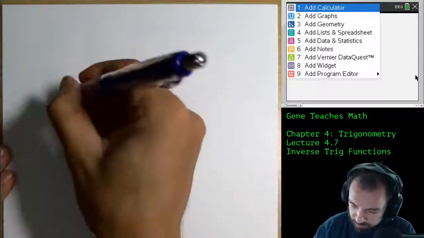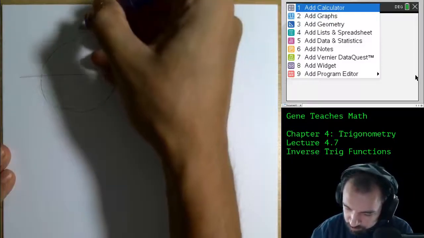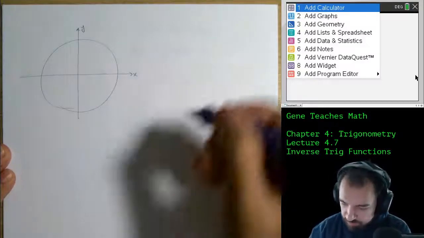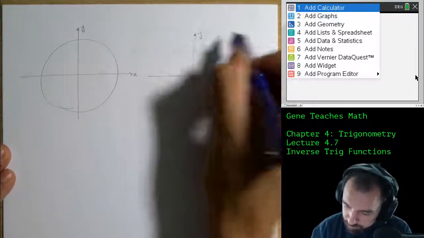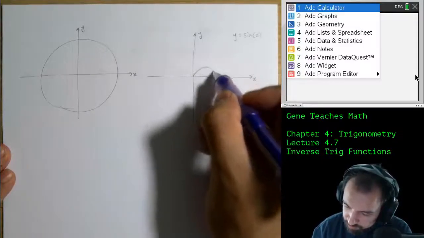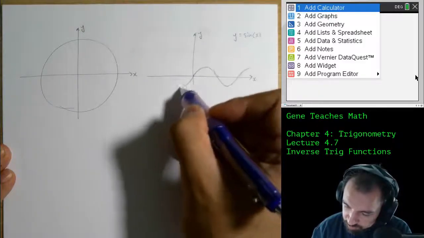So let's begin the discussion today with a recap of the things we know about sine of theta. Namely, the graph of y equals sine of x and the behavior of sine within the unit circle.